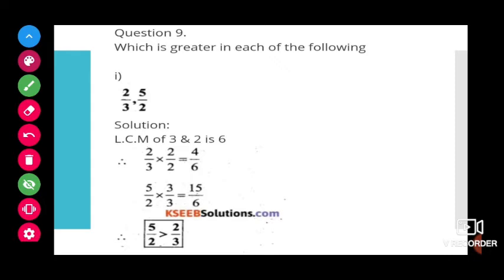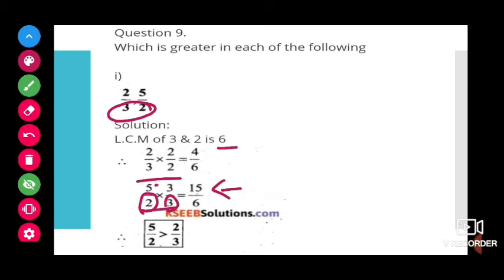Here 2 by 3 and 5 by 2, the denominators are 3 and 2. Both also prime numbers. So the LCM is 6. Now to get the 6, 2 by 3 should be multiplied with 2 by 2. To get the 6 as the denominator, 3 should be multiplied with the 2. So both numerator and denominator should be multiplied with 2 by 2. We will get 4 by 6. Next, 5 by 2 into 3 by 3 means to get the 6 as the denominator, 2 should be multiplied with 3. So both numerator and denominator should be multiplied with 3 by 3. So we will get 15 by 6.